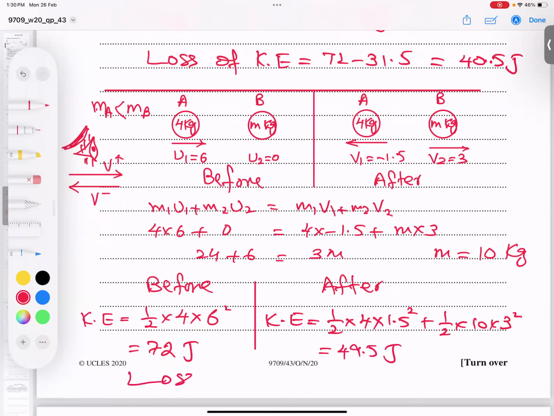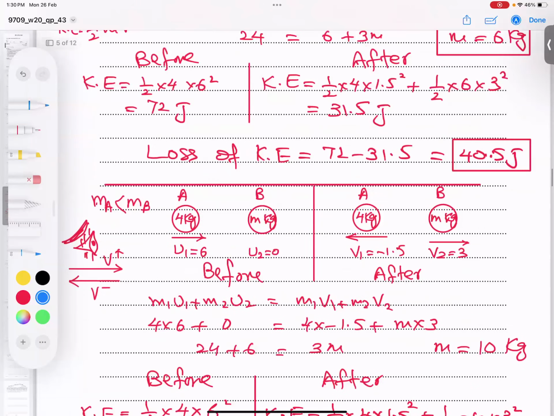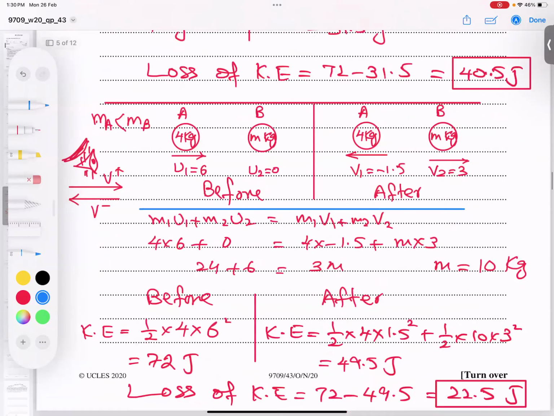Then what is the loss of kinetic energy? So 72 minus 49.5. If I subtract, my answer is 22.5 joules. I believe the point is very, very clear. Nothing hard, only planning, and this is the only important thing. And I think the concept is very, very clear, and the question is completely over.